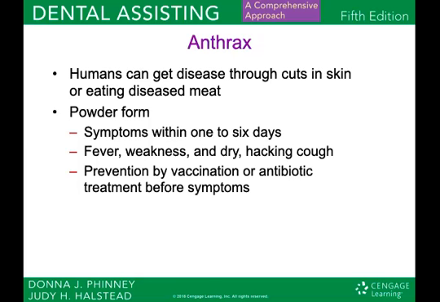Anthrax is a disease that humans can get through cuts in their skin or eating diseased meat. It is in the powder form, and symptoms usually come within 1 to 6 days of exposure. Symptoms that are experienced include fever, weakness, and a dry hacking cough. It can be prevented by vaccination or antibiotic treatment before symptoms. And usually it's a select group of people that are prone to exposure to anthrax that are vaccinated.